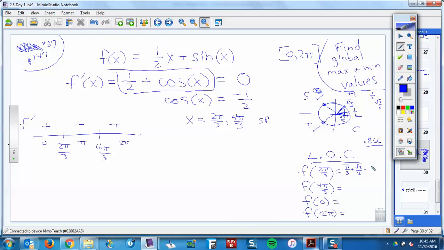A little bit above 0.866. So this is about 1.8 or 1.9 roughly, right? A little over, 1 plus 0.866 would be about 1.9, pretty close. Okay? And then likewise for the rest of them.